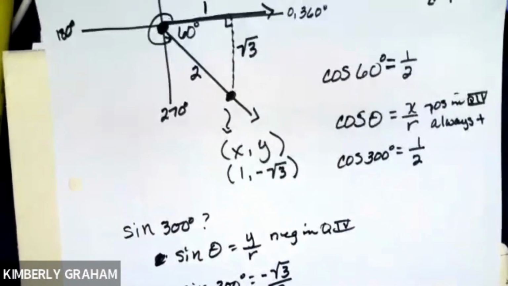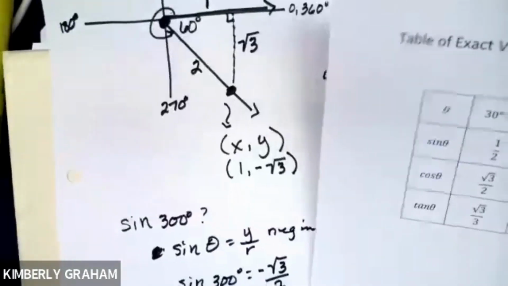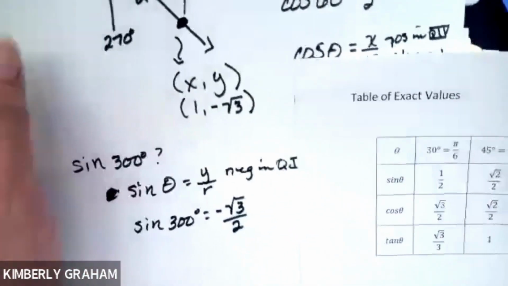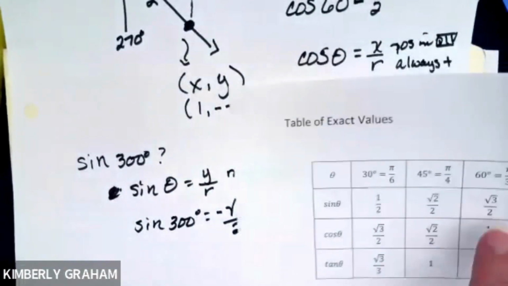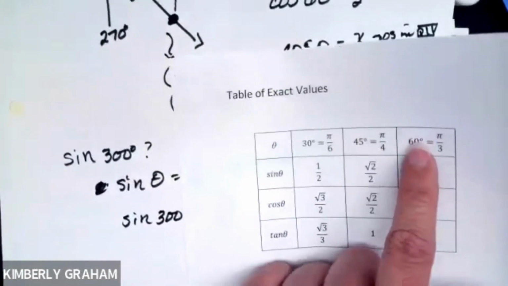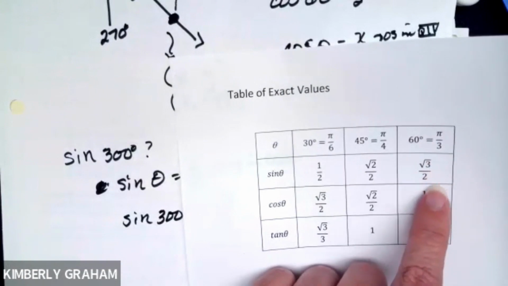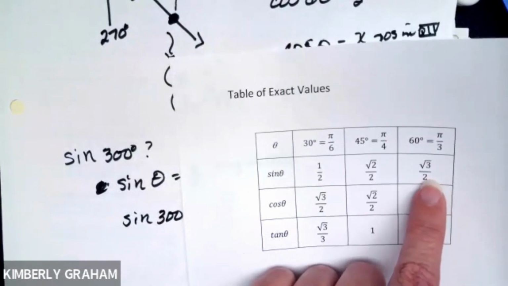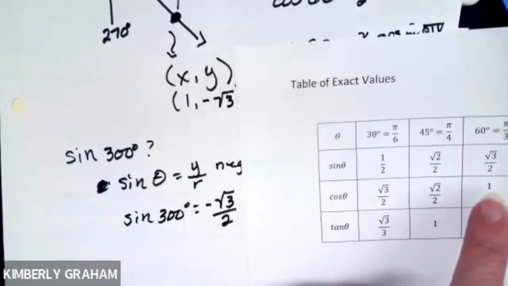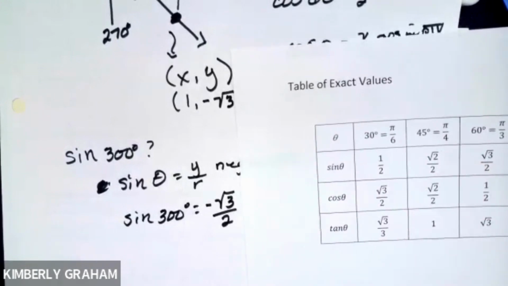So in this case, I have the sine of 300 degrees is negative the square root of 3 over 2. It is the same as the sine of 60 degrees, or pi over 3, except that I have a negative here.